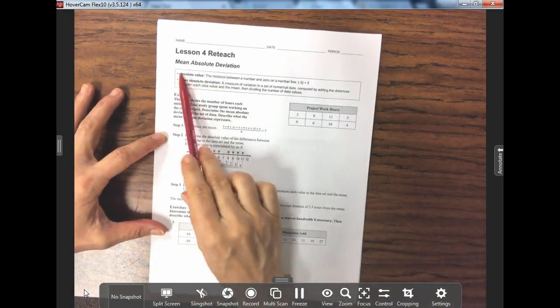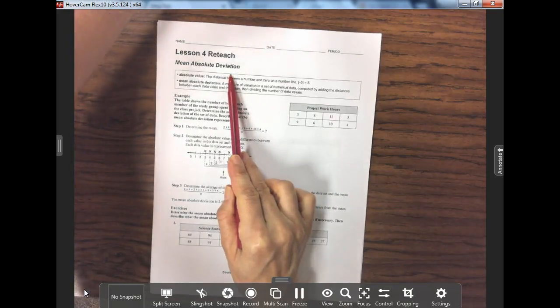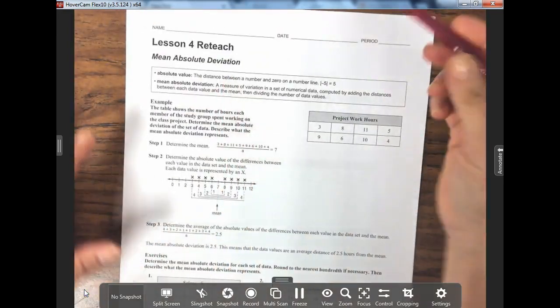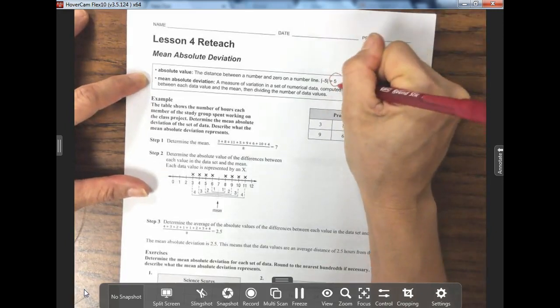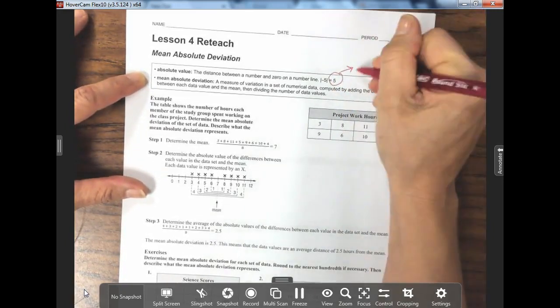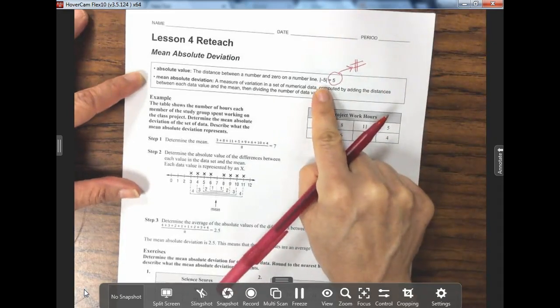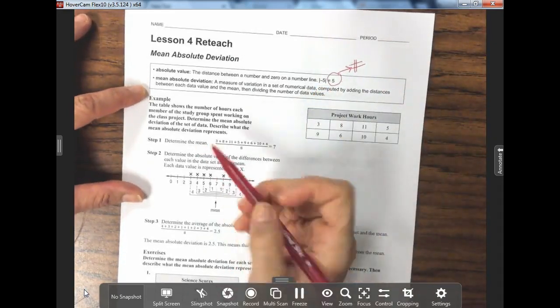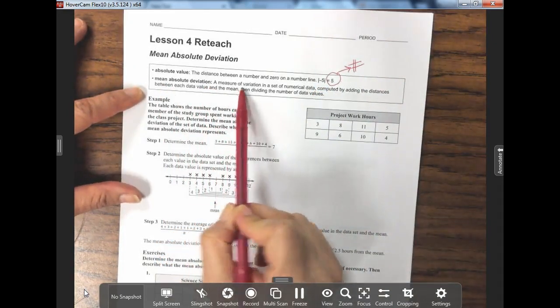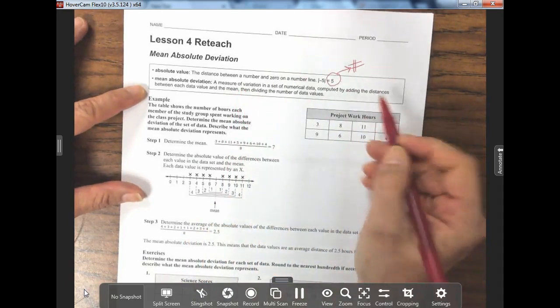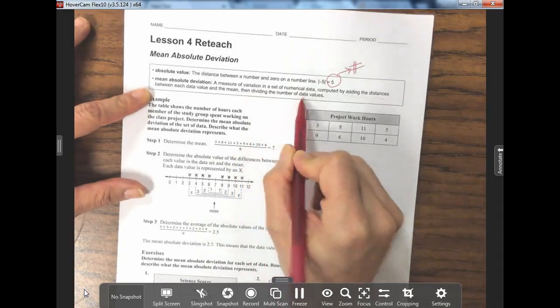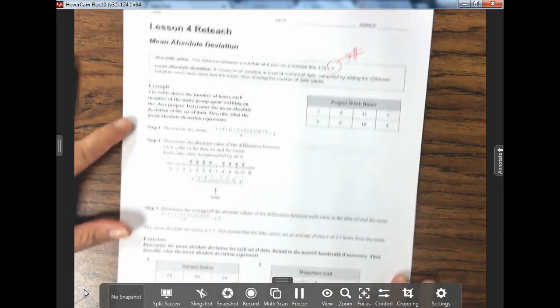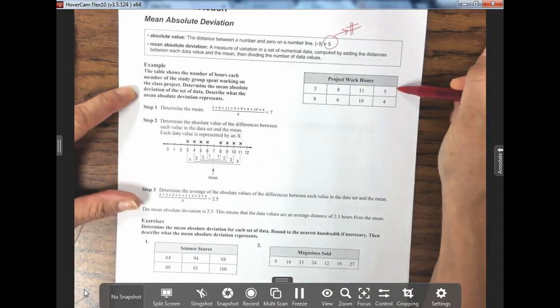Today we are going to talk about mean absolute value deviation. So the first thing we need to remember is absolute value, and you guys know that. That is always a positive number, and it is always denoted by those bars right there. So what we are talking about is mean absolute value deviation, where we're going to be adding some distances, and then we're going to be dividing to find the data values. So let's go ahead and take a look at this example.